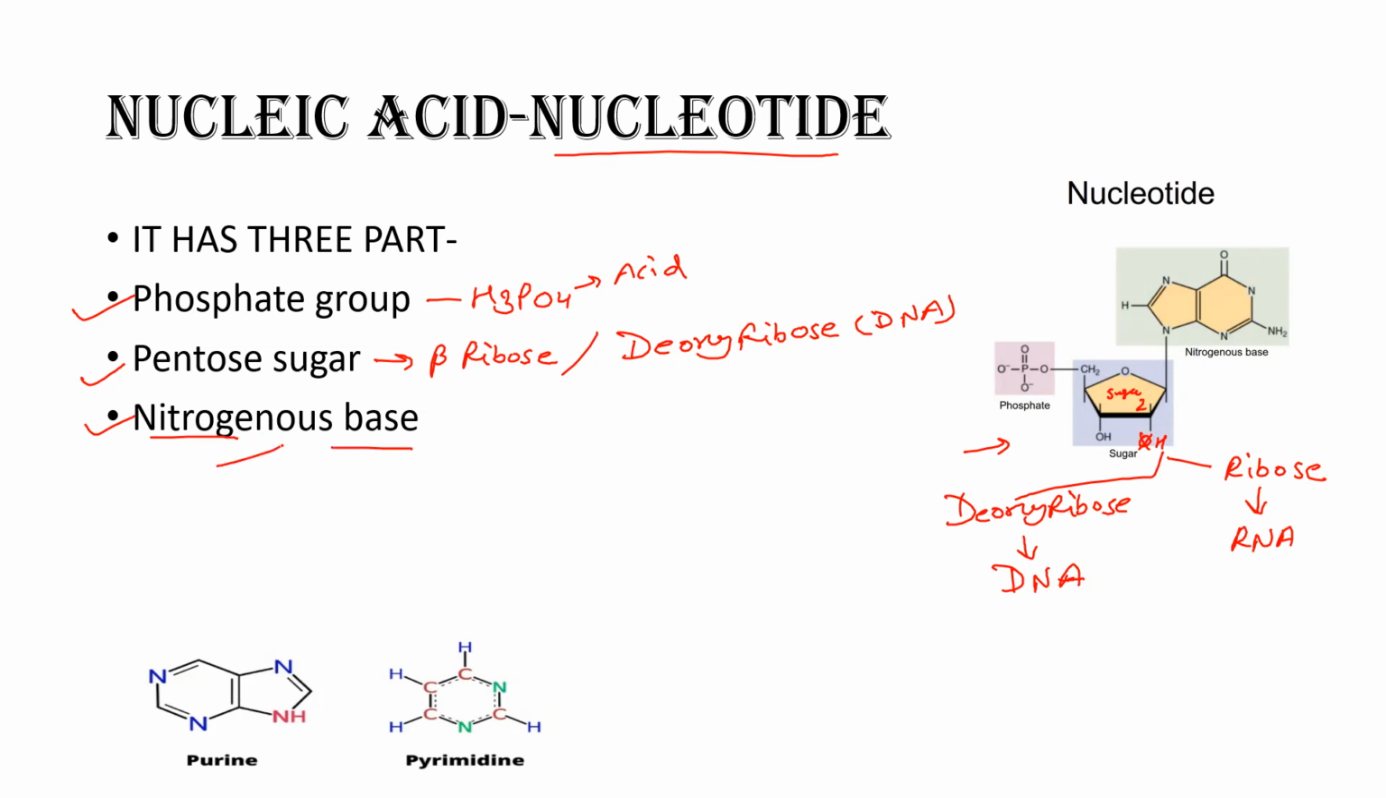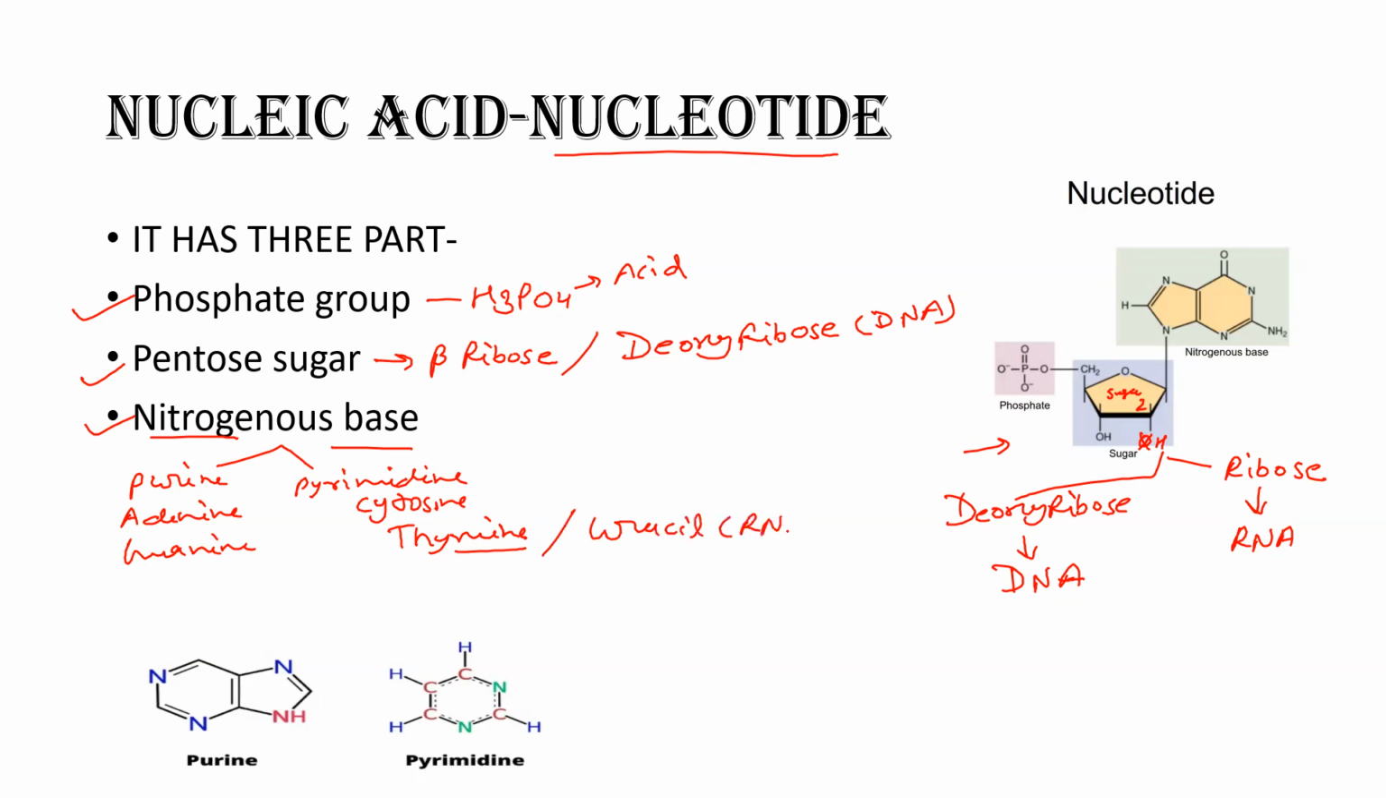Now, third is nitrogen base. Nitrogen bases are of two types, purine and pyrimidine. Purine is adenine and guanine, and pyrimidine is cytosine and thymine. In RNA, in place of thymine, uracil is present. So what is the sequence of nitrogen bases in DNA and RNA?